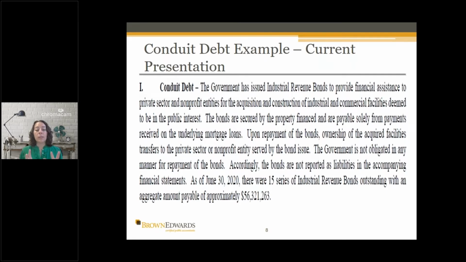So this is a really great example of a note disclosure, and with a few modifications, it's ready to go for GASB 91 implementation. So this is a locality in Kentucky, but another very, very common issuer is an economic development authority.